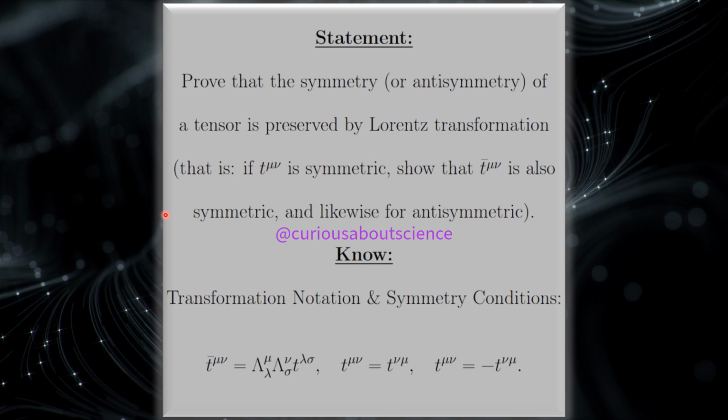And likewise for antisymmetric. Alright, so let's understand the transformation notation and symmetry conditions. T bar mu nu is the transformation matrix of mu and lambda, times the transformation matrix of nu and sigma, summed over lambda and sigma, which gives us the mu and nu left over. Symmetric means that if we switch the indices, we get the same thing. Antisymmetric is if we switch them, it's at the cost of a minus sign. So now we have to show that that's preserved in the Lorentz transformation.